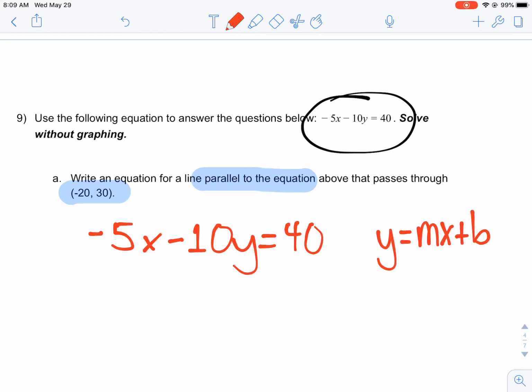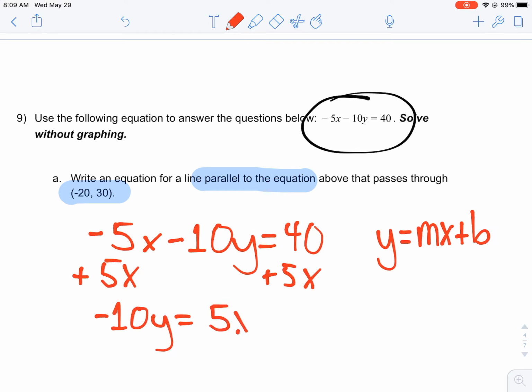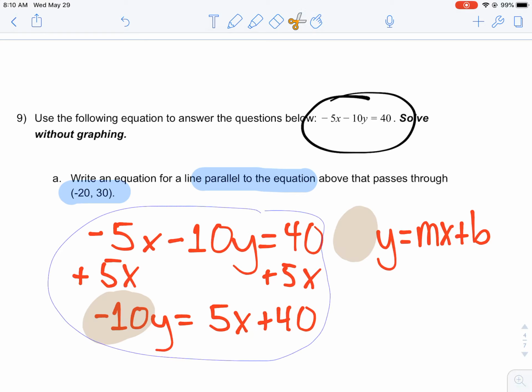I have to have something that looks like this. So here's what I saw a number of people do. Great start. They add 5x to each side. They ended up with negative 10y equals 5x plus 40, and they thought they were done. Here's the problem. This is not y equals mx plus b. You'll notice there's nothing in front of y here. There's no coefficient, whereas over here, we still have a coefficient. So we are not out of the woods yet. We've got to get rid of that coefficient.